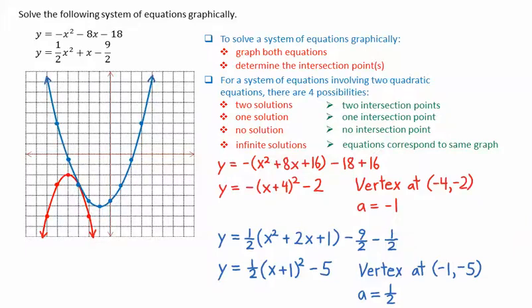We then have our second graph, and we can see by looking at these two graphs that they intersect in only one point. This corresponds to then the one solution at negative 3 comma negative 3.